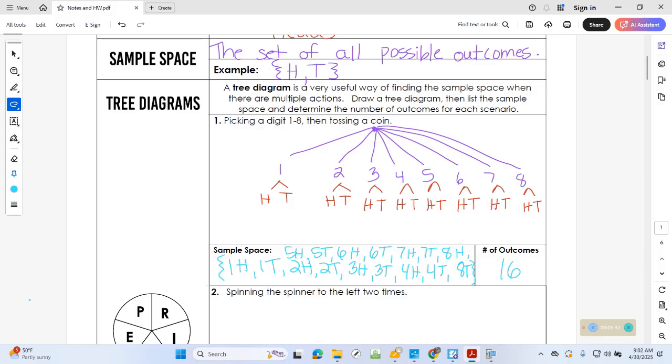Here's the next thing we're going to talk about. If you're picking a number 1 through 8, there's 8 of those outcomes. And then if you flip a coin, how many different possible things can you land on? 2. And my friends, what's 8 times 2? 16. So I could have told you there was going to be 16 without doing this whole tree diagram and all the shenanigans. So flip to the next page.